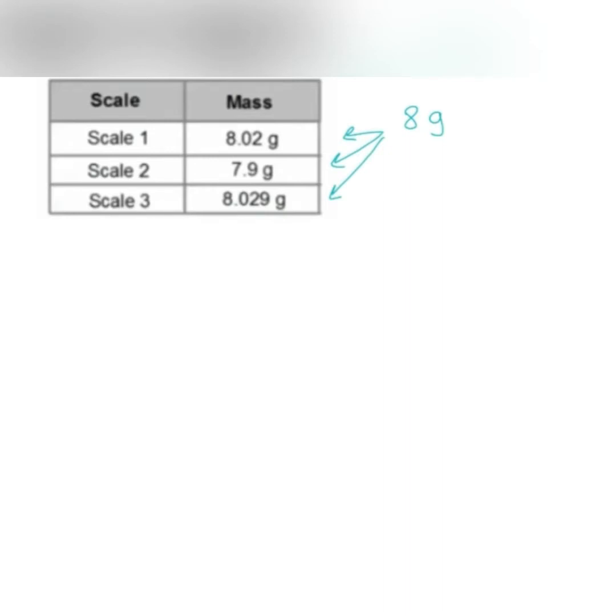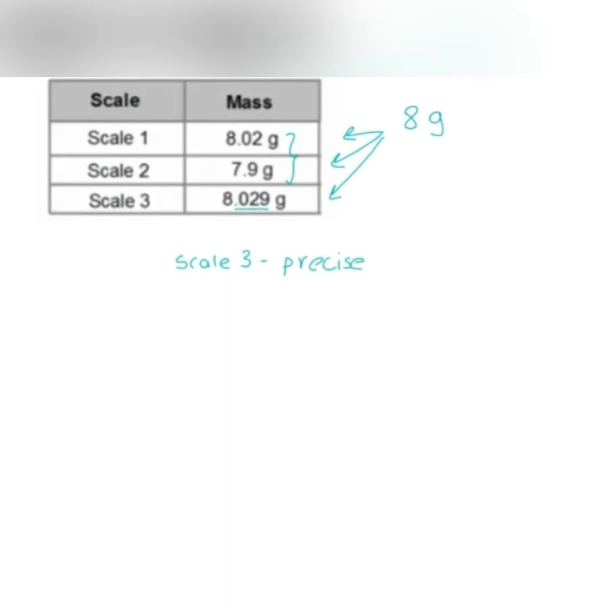To find the most precise measurement out of these, we find the measurement with the most digits, the one with the furthest digits, which is scale 3. Because it has 0.029, it has 3 decimal digits. It is the one with the furthest digits of all, which is why it's the most precise measurement.